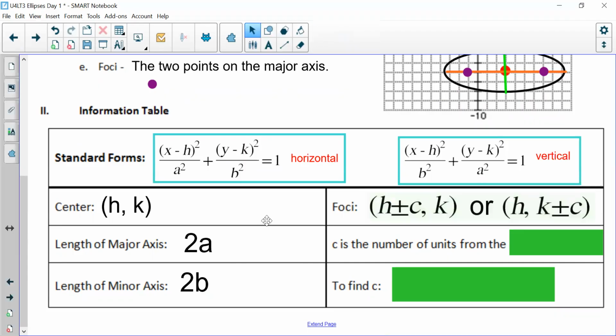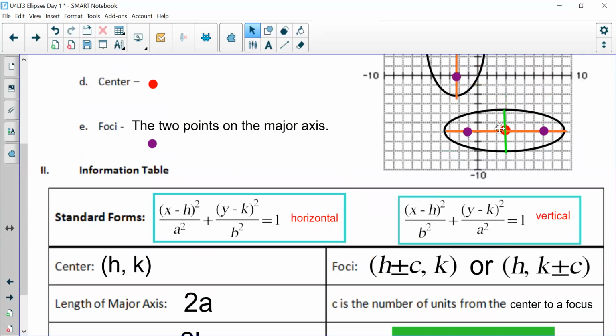The foci, which is plural for focus, you've got two foci. They are C away from the center. If your ellipse is facing left and right, then your foci, you go to the left C and you go to the right C. So notice, here's the center (h, k). You see how you're adding C to h and subtracting C from h? That's affecting the X value, so your X value from the center is moving left and right.